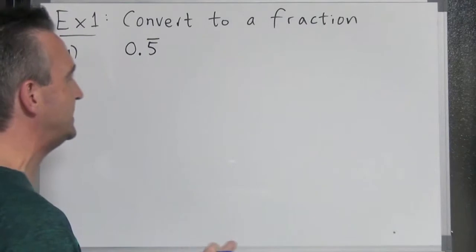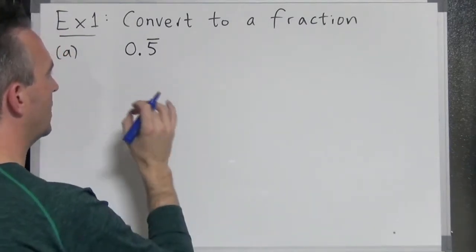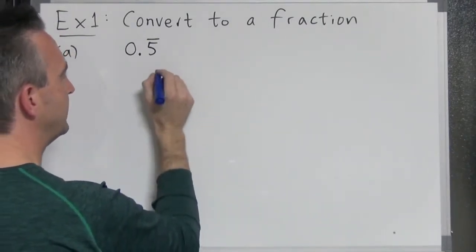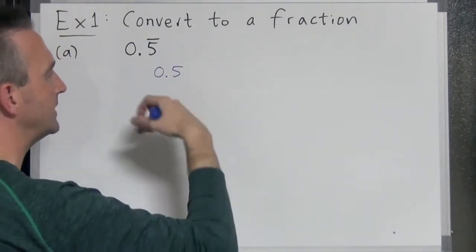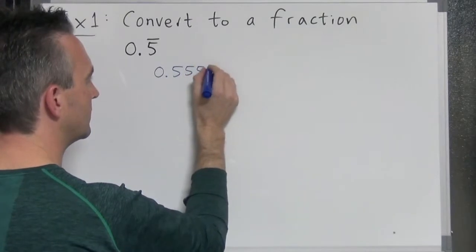So we're going to start off with an easy one here. So 0.5 with a bar on top. What does the bar on top mean? It means 0.5, and any number with a bar on top gets repeated and goes on and on forever.